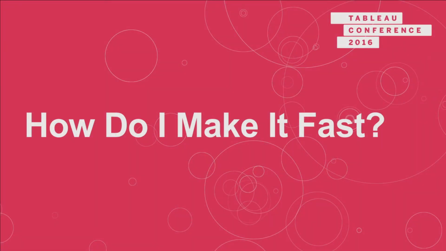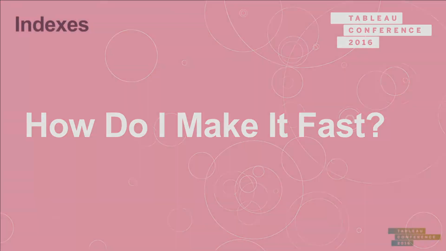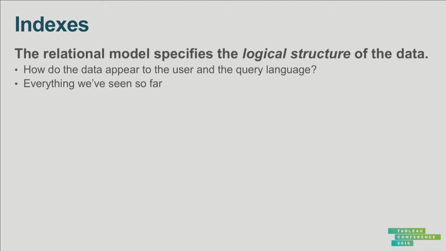How do I make it fast? That's our last topic. Indexes. It's always about indexes. If you talk to a database person, it's about perf. First thing, indexes. So the first thing to understand is that everything we have talked about so far is what we call the logical structure of the database. What tables do I have? What are the types? This is all what we call logical structure.